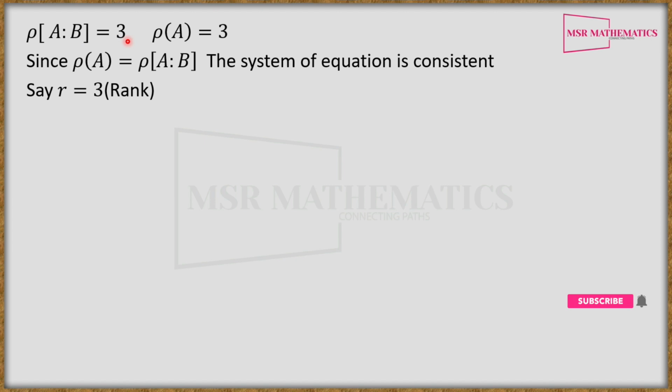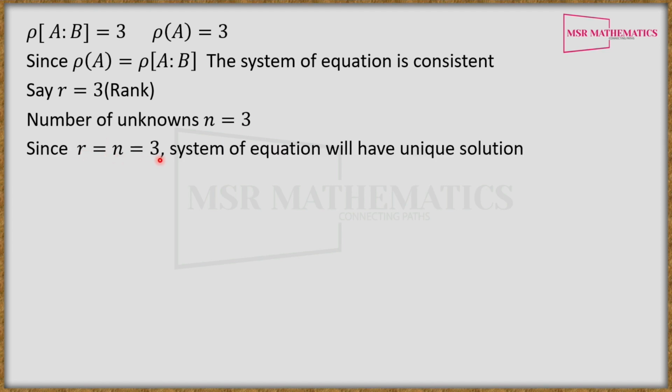Here, since the rank is 3, we can take r as 3. Also, we have 3 unknowns, that is, the n value is also equal to 3. Since r is equal to n, which is equal to 3, the system of equations will have a unique solution because r is equal to n. So, we have to obtain the unique solution of the system of equations.